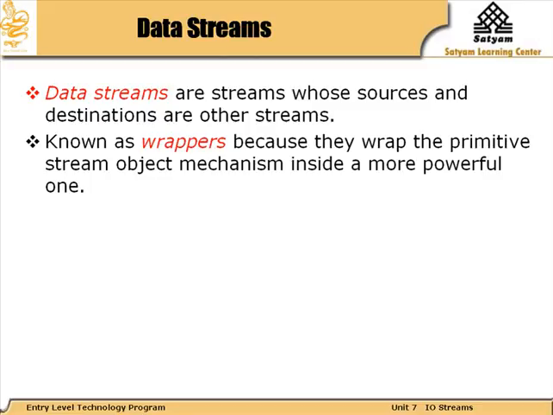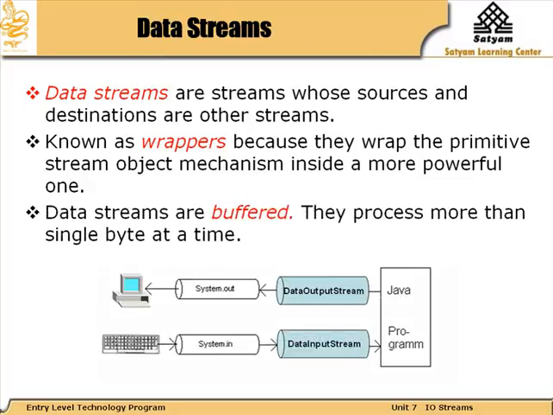Data streams are also known as wrappers because they wrap the primitive stream object mechanism inside a more powerful one, by means of providing additional functionalities. They provide functionalities to read and write Java primitive types. Data streams are buffered. They process more than a single byte at a time.